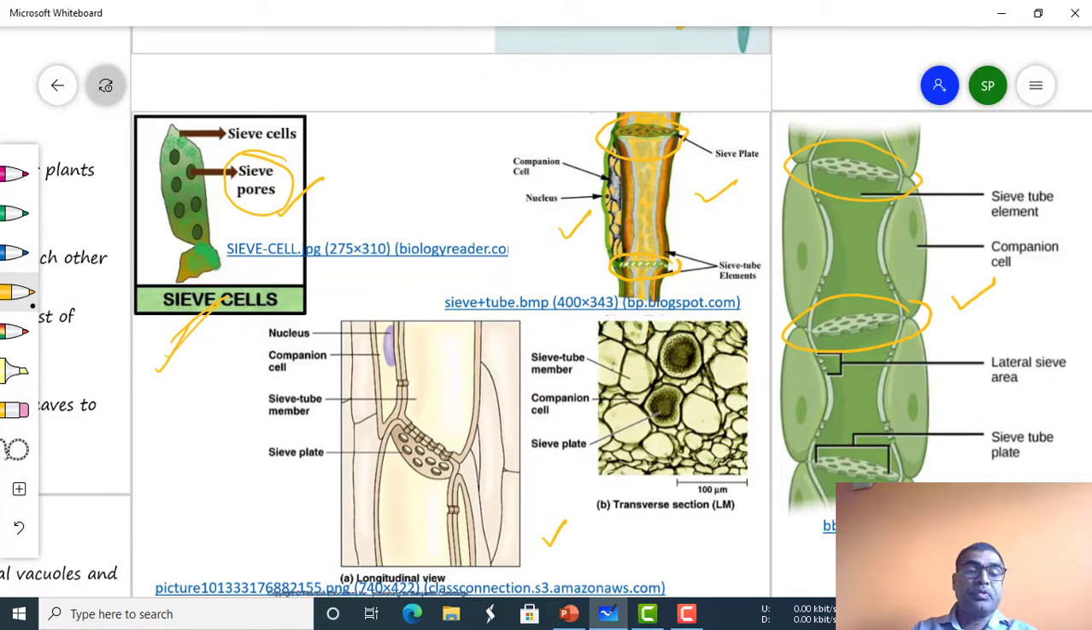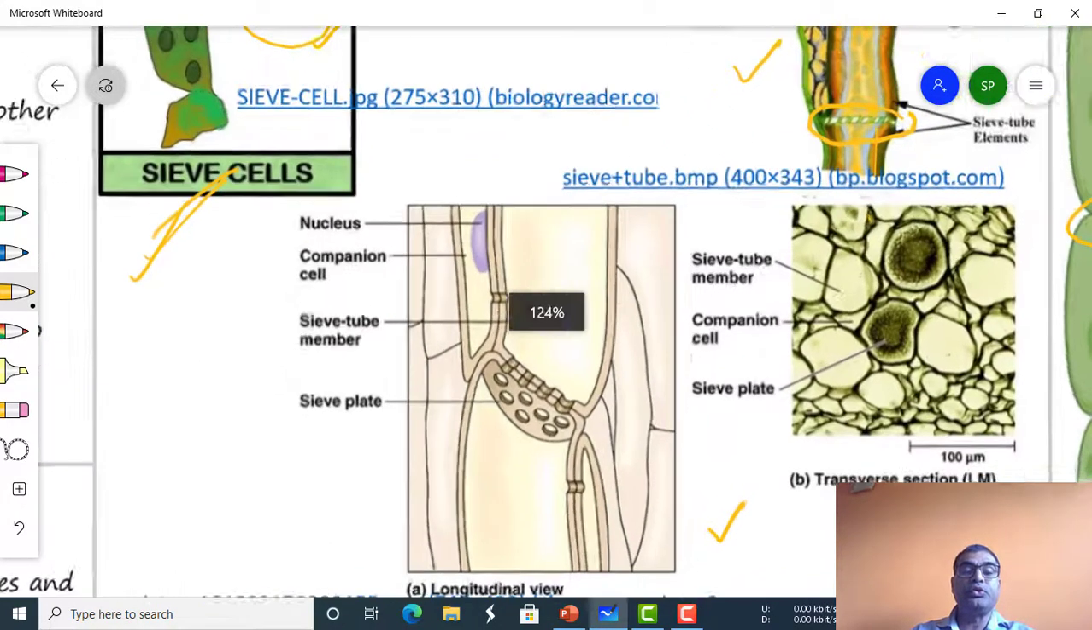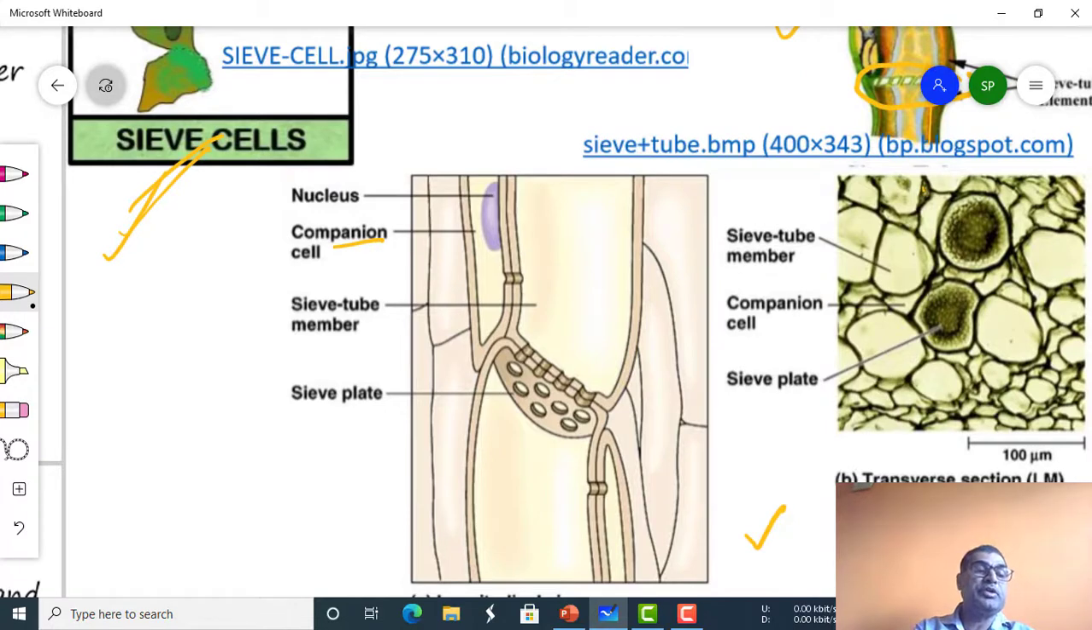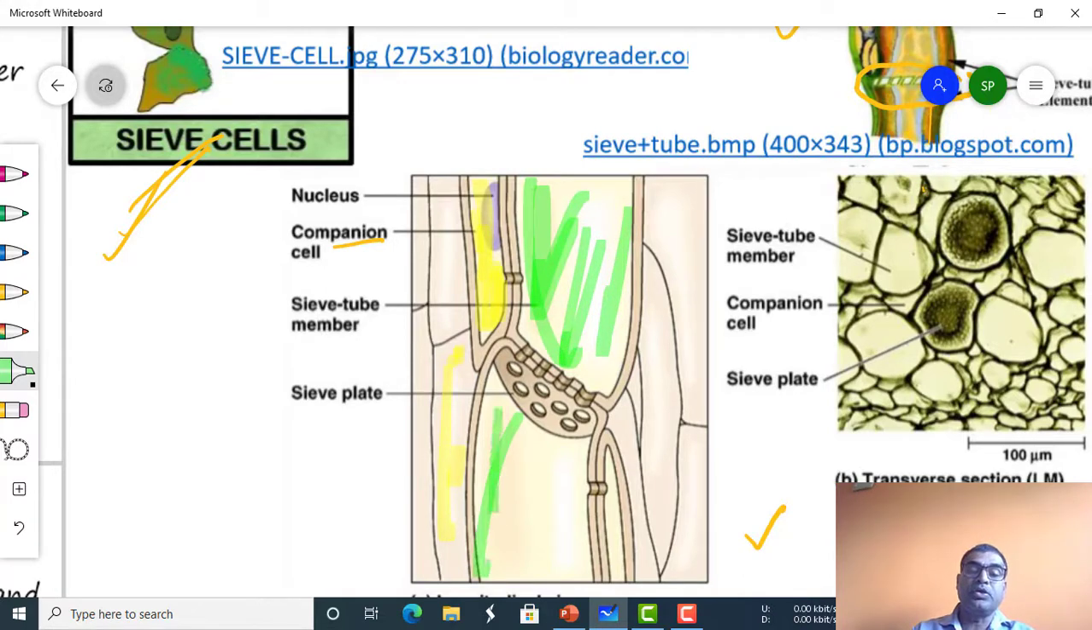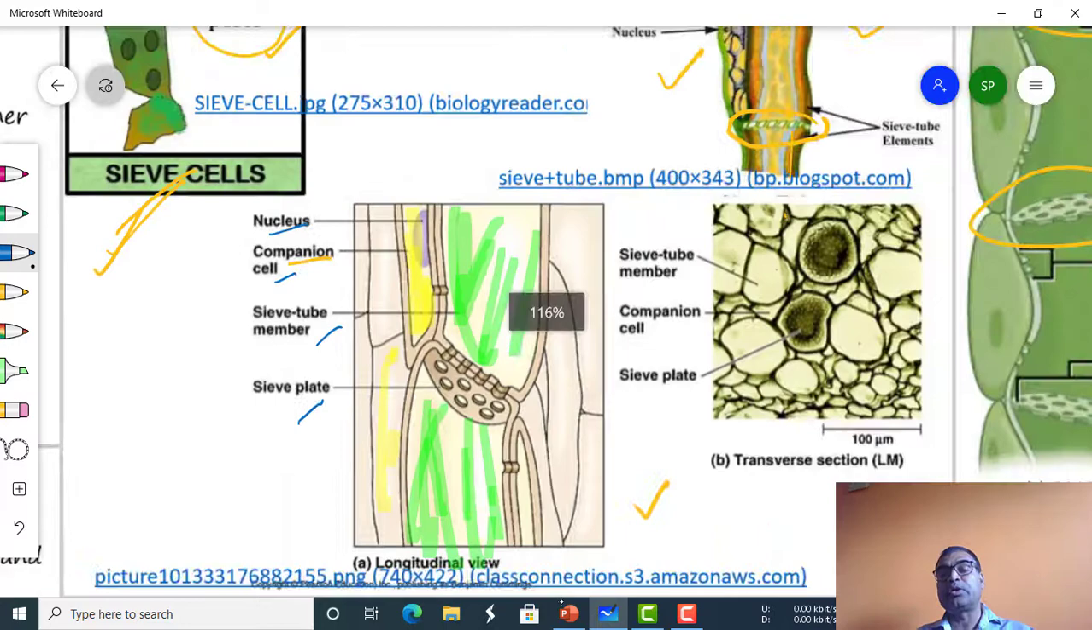Then the specialized cell which is associated with the sieve tube is a companion cell. If you see this figure, this one becomes the companion cell, and this one too. If you see the sieve tube, this is a region of the sieve tube. So these are the sieve tube, companion cell, then sieve tube member, then this one is a sieve plate. Sieve plate is a very important character.